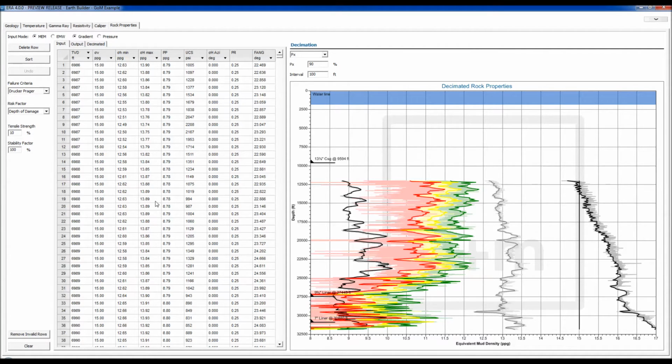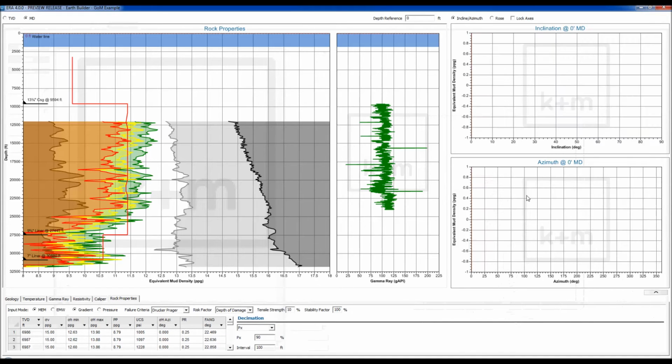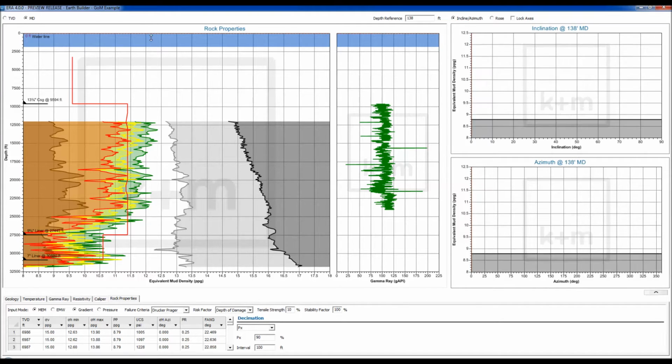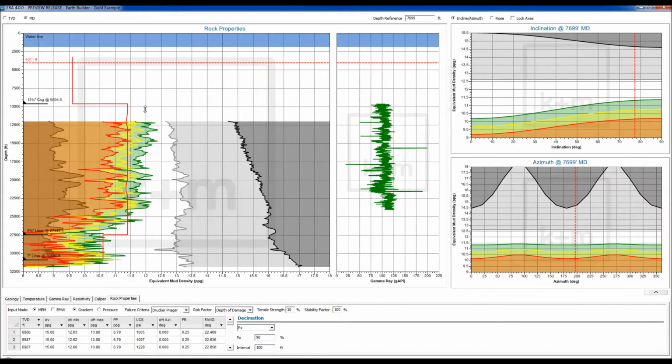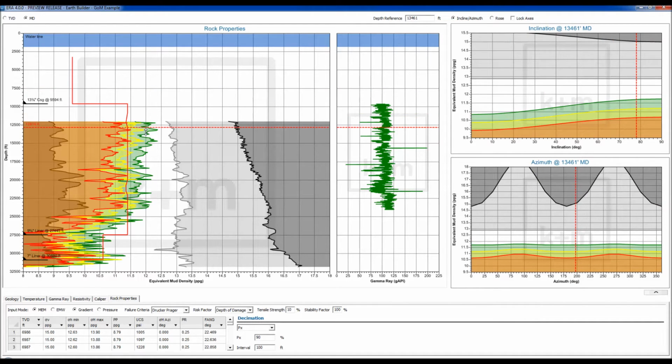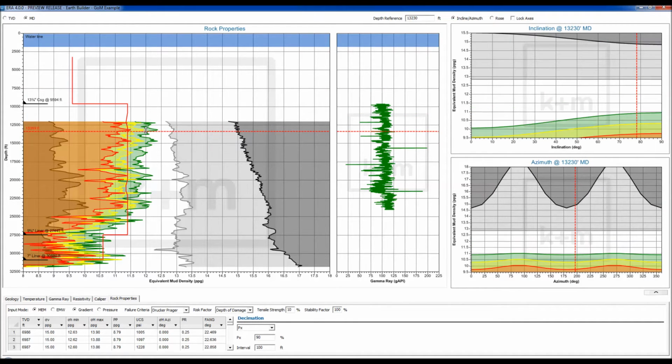But when we've defined the Earth in this way, it opens up a great deal of possibility. And if I close this screen, I'm going to grab the depth reference line up here, this horizontal red line. When I drag it down and put it on one of these layers of rock that's weak, what I'll see over to the right are two plots. This is the mud weight required to prevent collapse, the limitation of the Earth in a pounds per gallon or equivalent mud weight basis versus inclination.